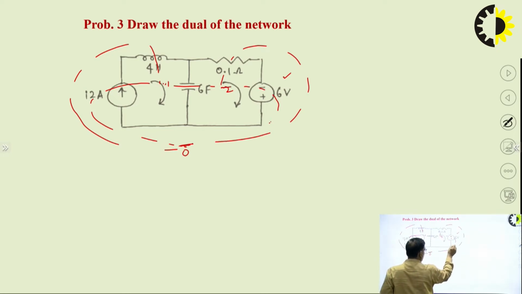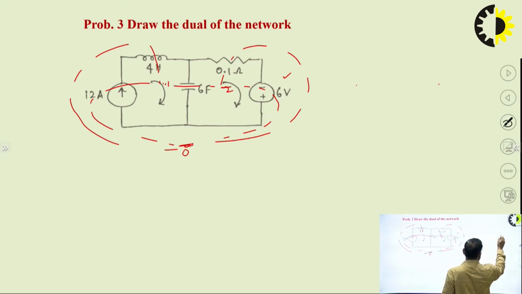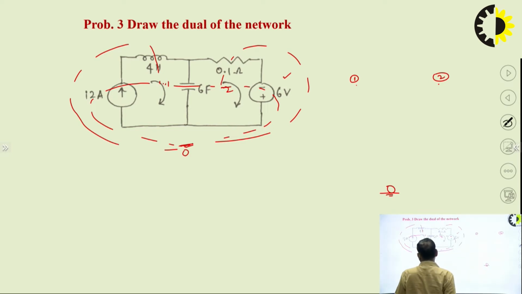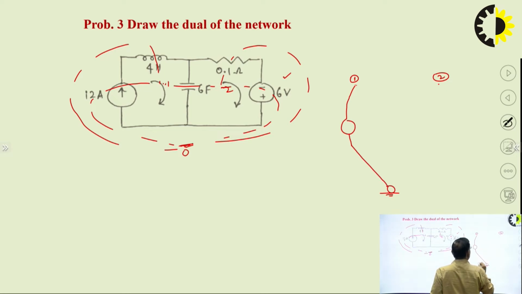Now, the difference is how we will orient this 6 volt voltage source. Look here, there are 2 meshes, so 2 nodes. This is node 1 and this is node 2, and then we have taken the reference node here. Between 1 and reference we have the 12 ampere current source. So, in the dual it will be a voltage source of 12 volt. The magnitude will be the same, only the unit will be of the dual.